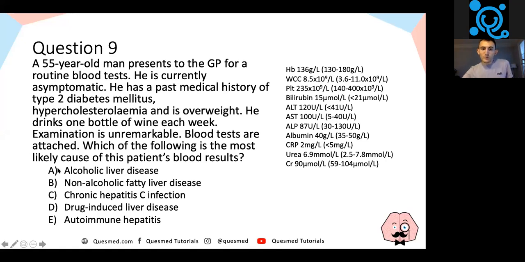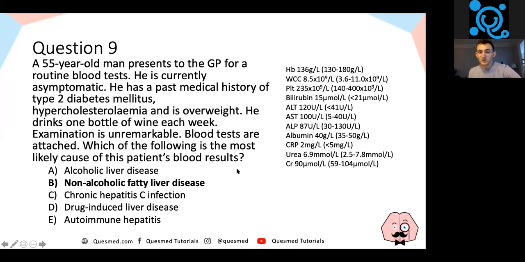Yeah, so most people thought that was B, and that's the correct answer. So this question is just a middle-aged man who's overweight, with high cholesterol and type 2 diabetes. So he's got all the risk factors for non-alcoholic fatty liver disease. And on his blood test, he's got a slightly abnormal ALT and AST with a normal ALP. And he only drinks 1 bottle of wine each week, which is within the weekly recommended limits for a man of his age.